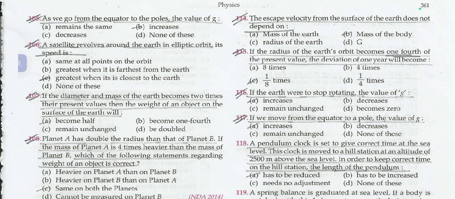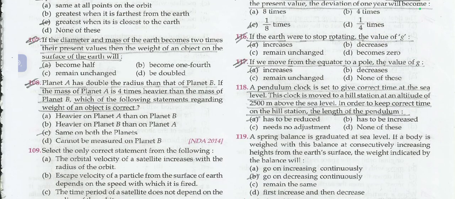If we move from the equator to a pole, the value of g increases. A pendulum clock is set to give correct time at the sea level. This clock is moved to a hill station at an altitude of 2500 meter above the sea level. In order to keep correct time on the hill station, the length of the pendulum has to be reduced.